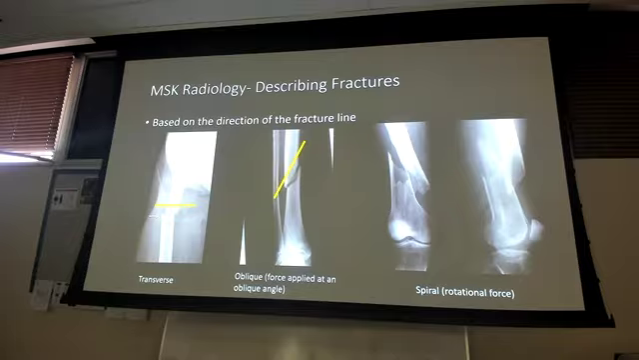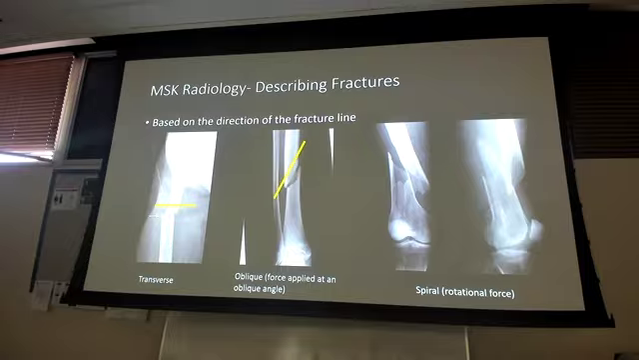Alright, so back to describing fractures. Transverse is straight across, okay? Oblique is what it says. It's at an angle, diagonal, oblique, okay? The trickiest part of finding the directions of fractures is how do I distinguish between the oblique and the spiral, okay? There are two ways to do it. One of them is the mechanism of injury.